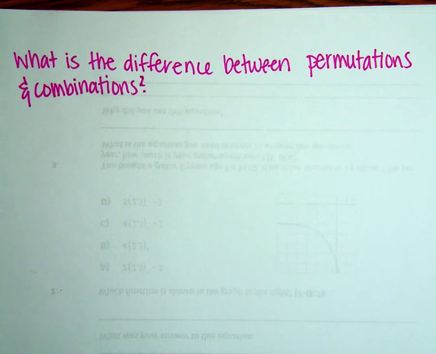Right, so the most important thing about permutations and combinations is being able to tell them apart when they're sitting right next to each other. Okay, so in order for us to do that, we kind of need to go back and look at what they are again.